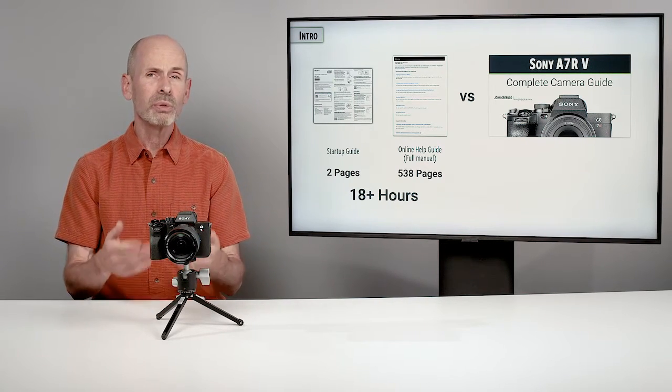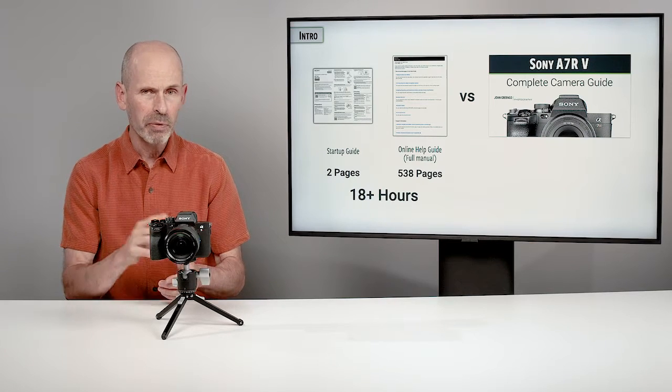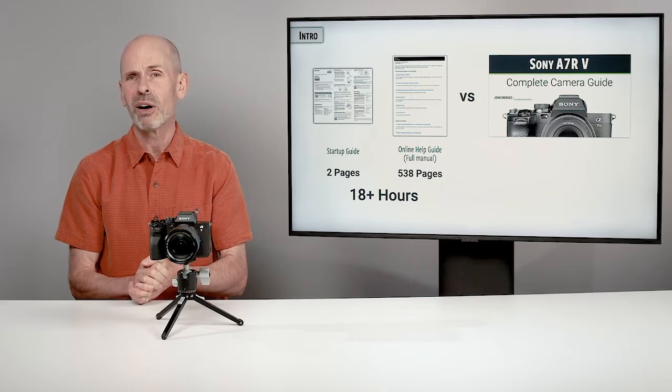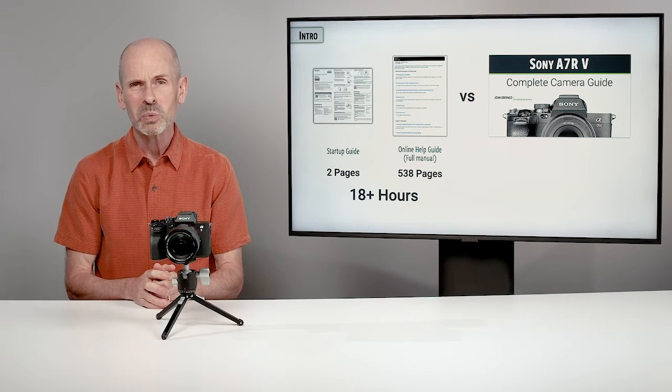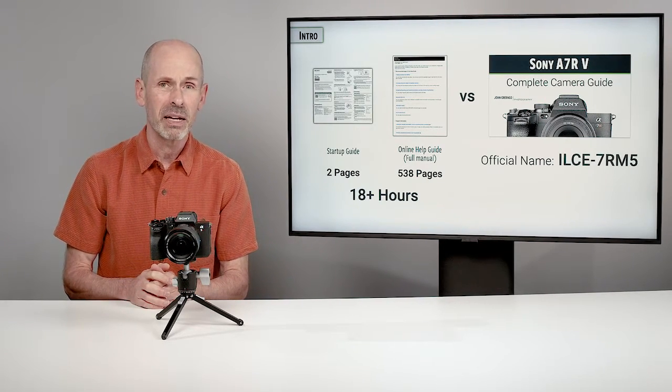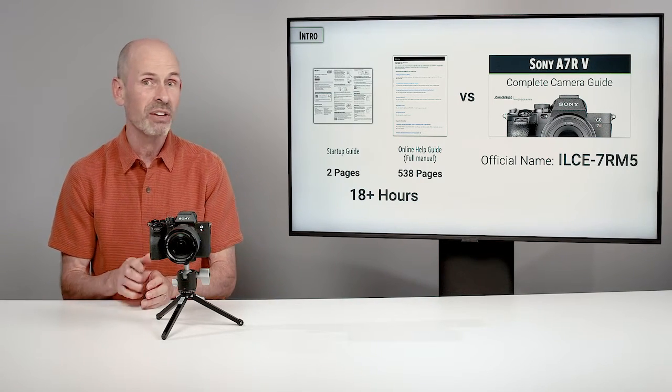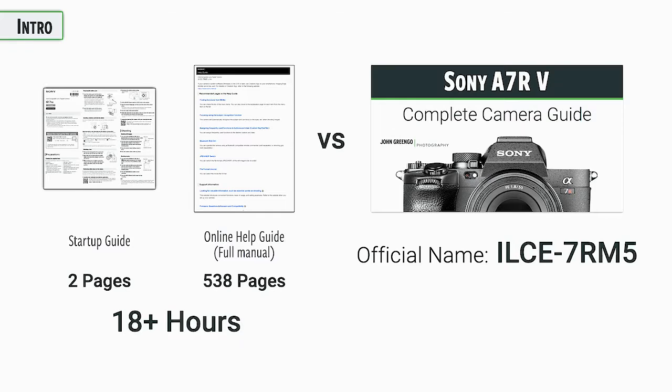Now, when you do look up information on this particular camera, it's helpful to know the name of the camera. And calling this the Sony A7R V or Mark V, well, maybe that does it, maybe it doesn't. Sony's official name is the ILCE-7RM5. And what that stands for is it's an interchangeable lens, compact E-mount camera. It's the 7 series. R stands for resolution. We'll get into that in a moment. And it's their Mark V or 5th version of this particular camera.